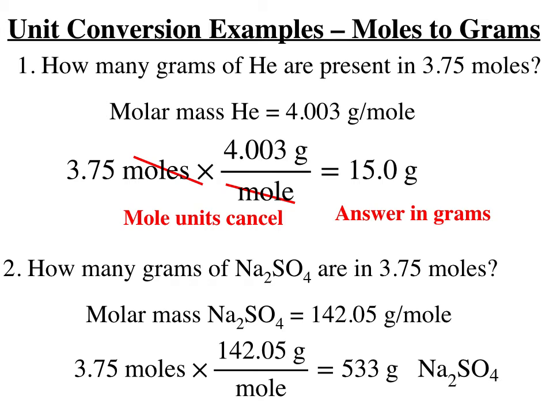Again, to get rid of the mole unit in the 3.75 moles I'm beginning with, I'm going to multiply by the molar mass, and I don't really try to memorize that. I just recognize I'm going to cancel the mole units in the conversion, and the only unit left is gram units. So then the numbers tell me to take 3.75 times 142.05 divided by 1. I would need to weigh out 533 grams of the sodium sulfate in order to get 3.75 moles of it.